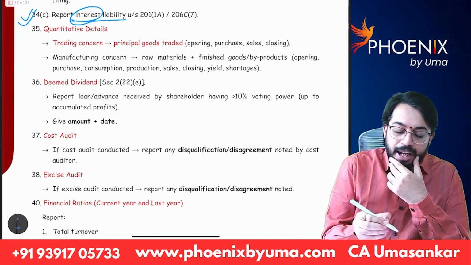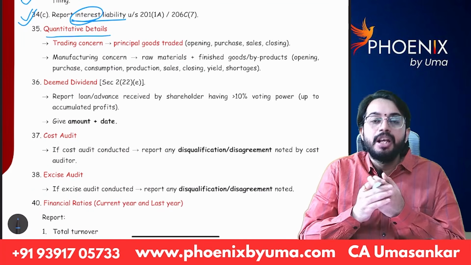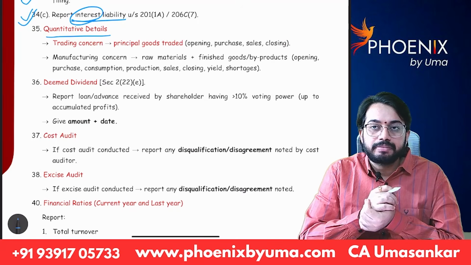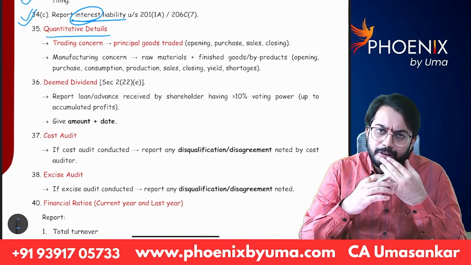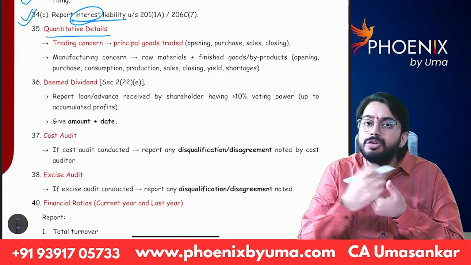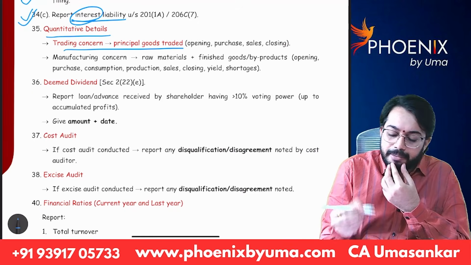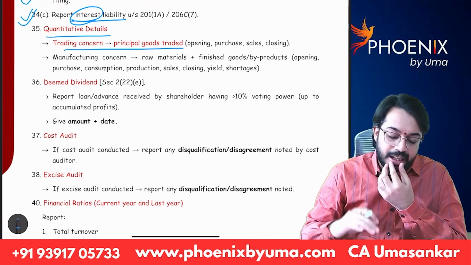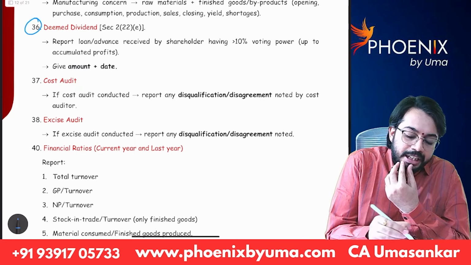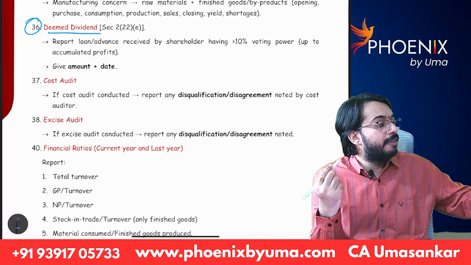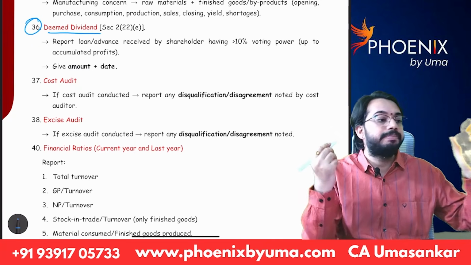Next, clause 35, quantitative details. If you are into trading business, how much quantity of goods you have purchased, how much quantity of goods you have sold, that quantitative information is required to be given in clause 35. Under clause 36, you need to give information about deemed dividend.